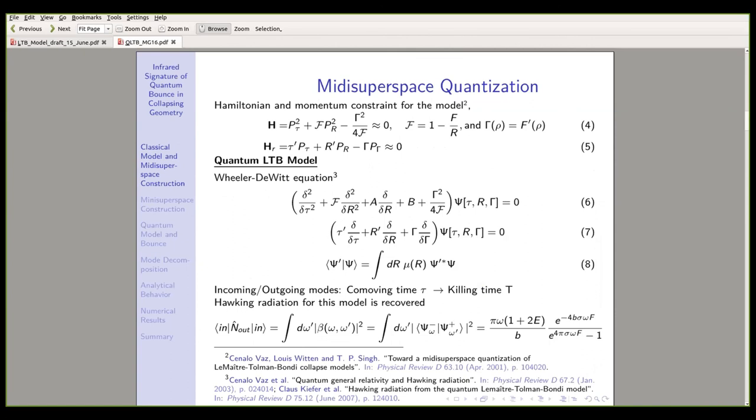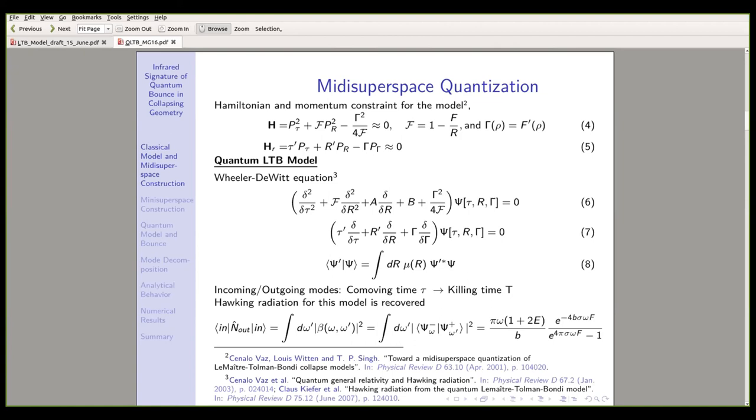Now the canonical analysis for this model was done by the group of Vaz and Singh, where they use the Brown-Kuchar description as a model for dust, and the Hamiltonian constraint and momentum constraint for this model were derived, which are given in equations number 4 and 5. Here capital P tau is the momentum conjugate to dust proper time, capital PR is the momentum conjugate to areal radius. Script F and capital sigma functions are given in equation number 4. Since in the Hamiltonian constraint there is a term script F PR squared, which is a product of areal radius and the momentum conjugate to areal radius, this Hamiltonian constraint exhibits operator ordering ambiguity, which means that this classical Hamiltonian constraint doesn't have a unique quantum counterpart.